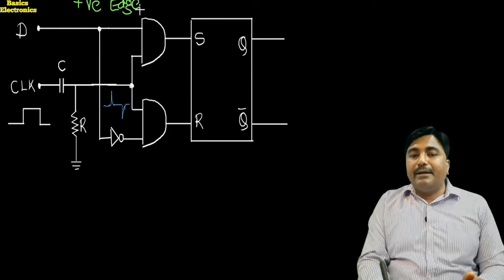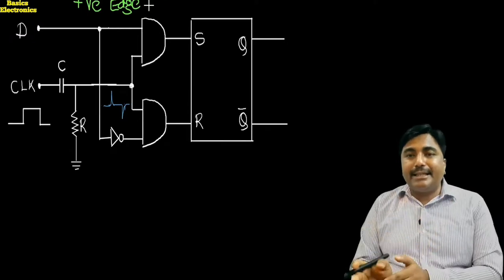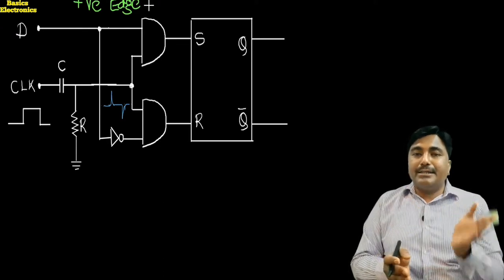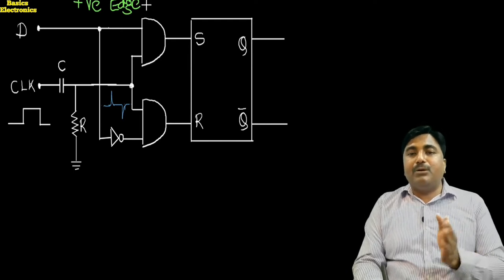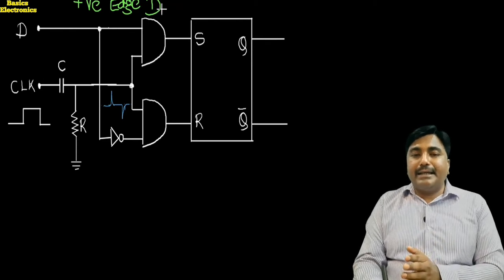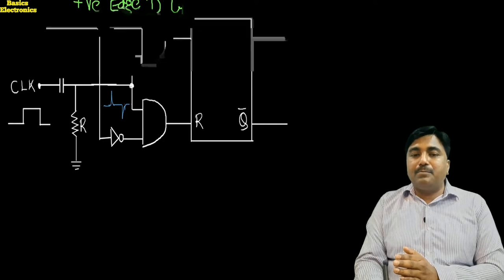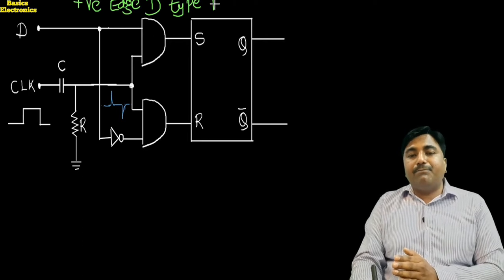Why positive edge triggered? Because this flip-flop changes its state, either from set to reset condition or from reset to set condition. It is positive edge triggered because it changes its state to the opposite state or any other state when there is a positive edge, and this is the D-type flip-flop. So we call it a positive edge triggered D-type flip-flop.